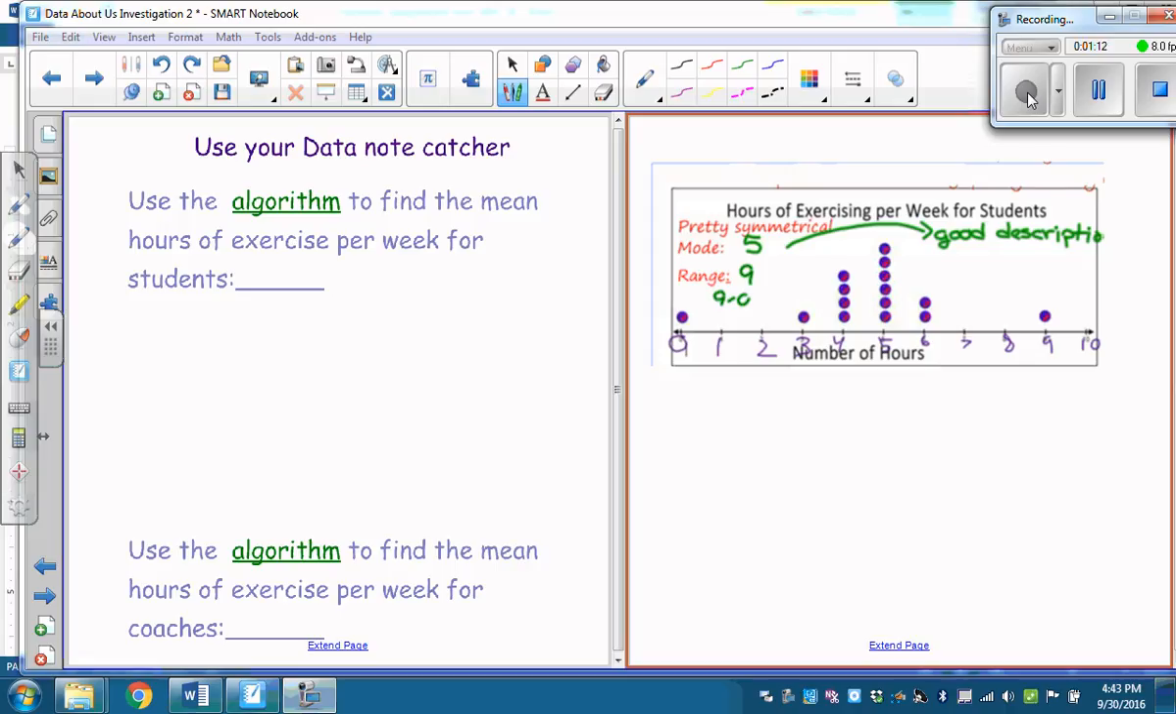First of all, it tells us how many students there are. So the total number of students we can find by counting the dots. So 1, 2, 3, 4, 5, 6, 7, 8, 9, 10, 11, 12, 13, 14, 15. So the total number of students is 15.